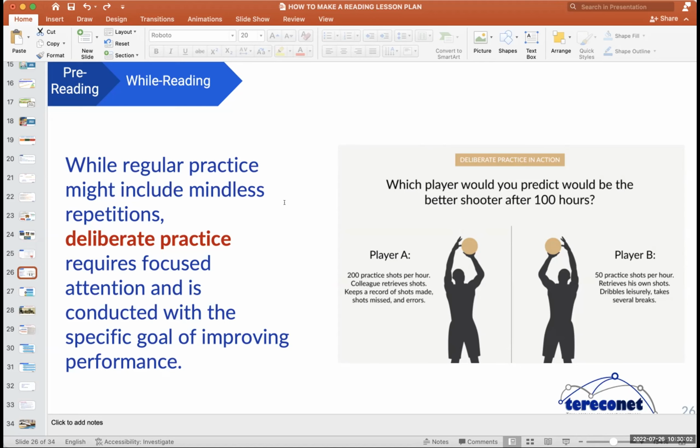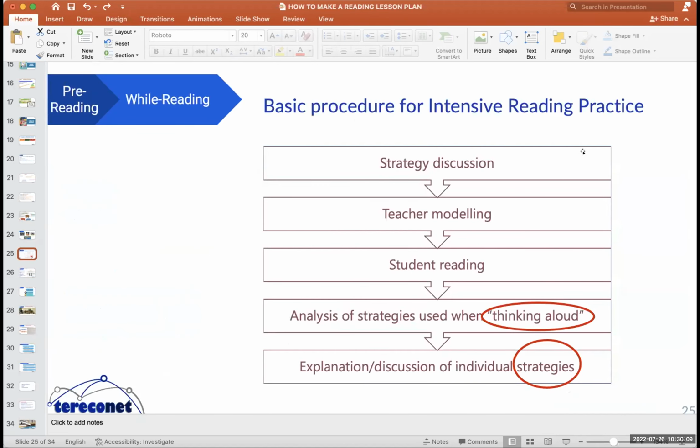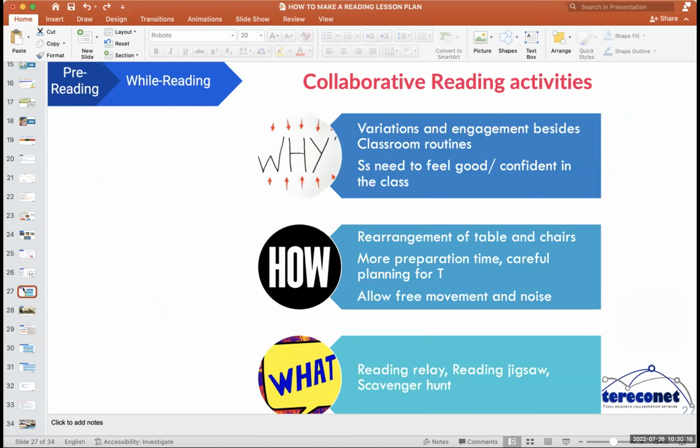Okay. My next point, so I would just come back. This procedure is for intensive reading practice, which is an exam-like format. But I would highly recommend we take a break from the exam-like reading. We don't just move on; we have intensive reading, yes, it is important, but we also add on some collaborative reading activities.